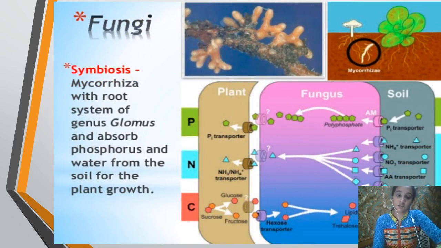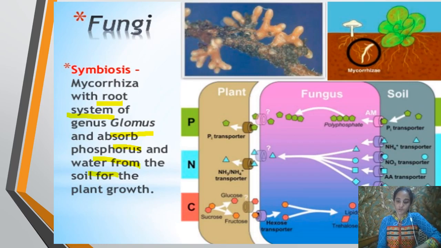Now the next group is the fungi, which, as we told, is a process called mycorrhiza. So what is mycorrhiza? That is an association between a fungus and the root of the higher plant. And here the genus that is described is Glomus. What they do is help in the absorption of phosphorus and water from the soil. So the fungus helps to absorb the phosphorus and water from the soil, so that the production of the plant can increase. Clear? We can see here the picture of the fungus, and this fungus helps to absorb the nutrients from the soil.